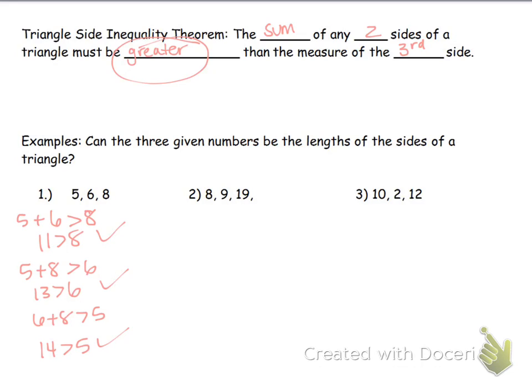Okay, the shortcut to this, instead of checking all three: if you take your two smallest side lengths, their sum should always be bigger than your third. That's the only one you really need to check, because that will give you your yes or your no.